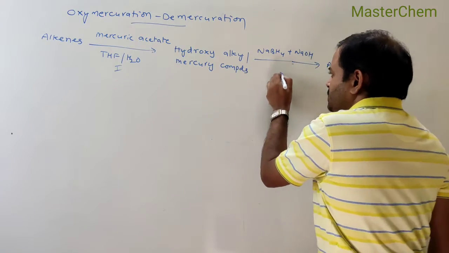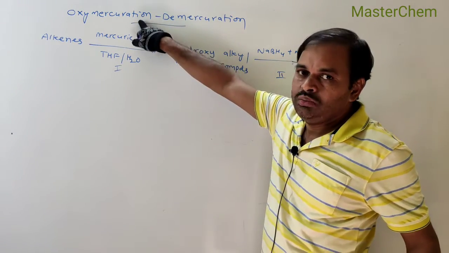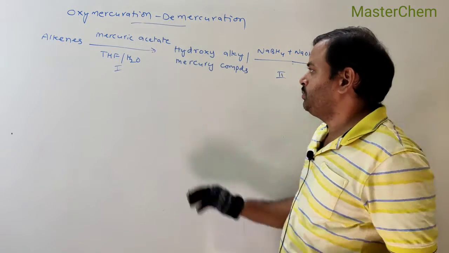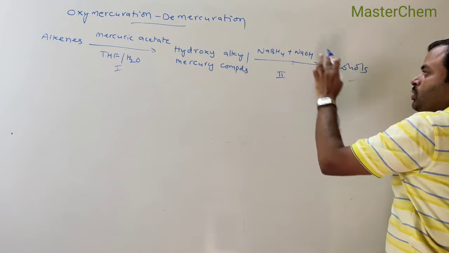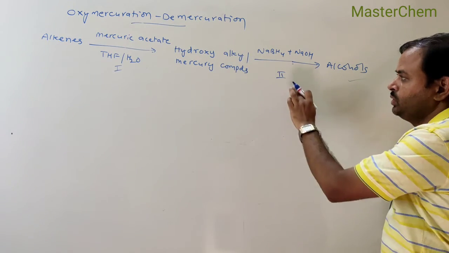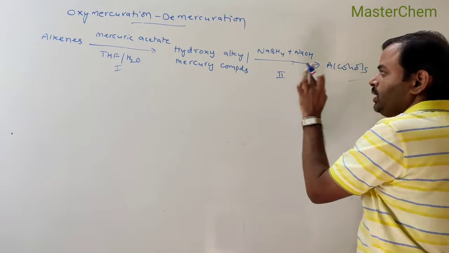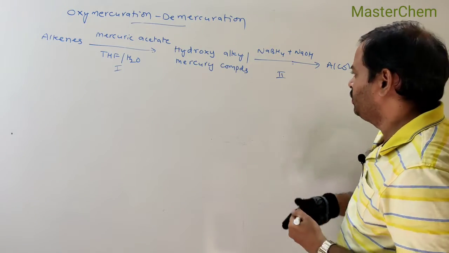So, it is a two-step process. Step 1, this is step 2. So, this step 1 is called the oxymercuration step. Okay. And step 2 is the demercuration or reduction step. Okay. So, what is the first step? Oxymercuration step. And what is the second step? Demercuration or reduction step.